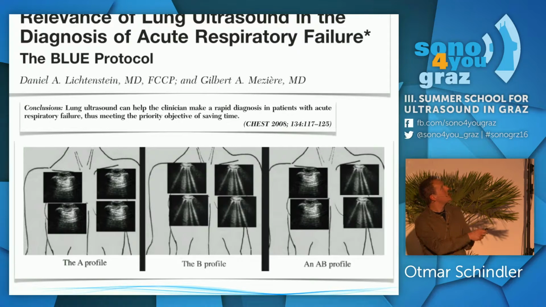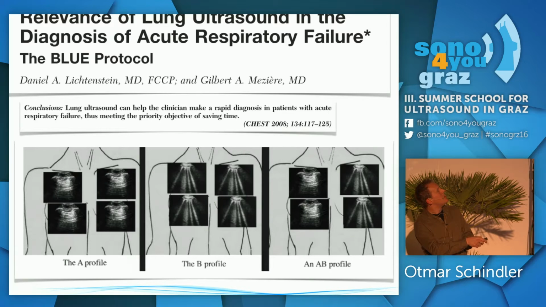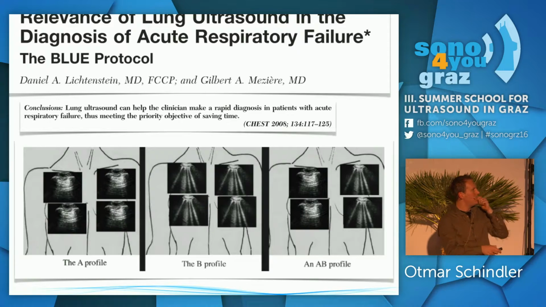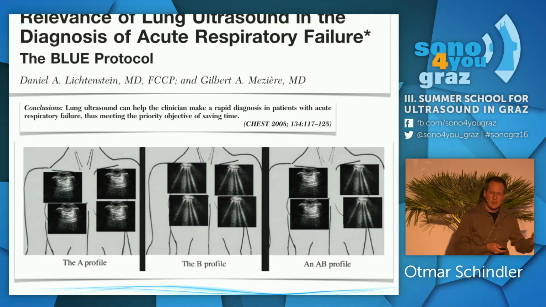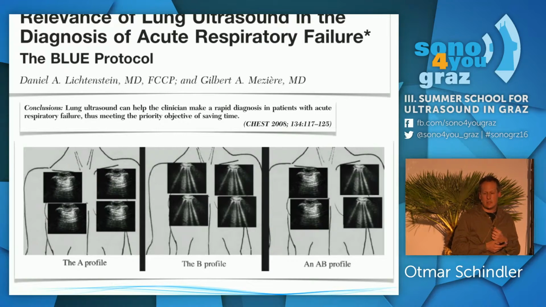I think you've already heard of Daniel Lichtenstein, the godfather of thoracic ultrasound. He showed us if you want to differentiate the reason of respiratory failure, either acute heart failure or chronic obstructive pulmonary disease, just put your probe on. That's the normal A profile, so that's lung sliding, seashore sign, whatever you want. And if you have the B lines, then there's too much fluid in the lungs. If it's on only one side, it's rather pneumonia. If it's on both sides, it's cardiogenic edema. So it can help you in the diagnosis, definitely.